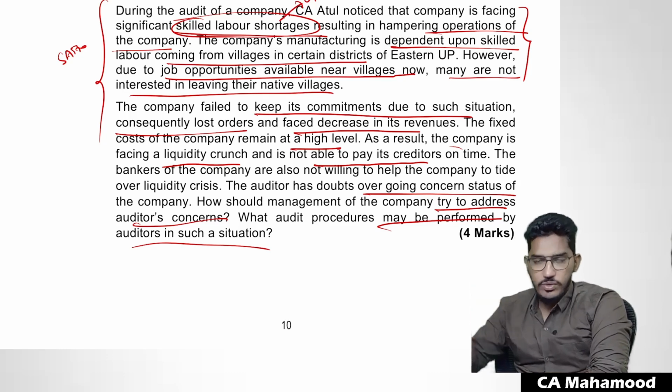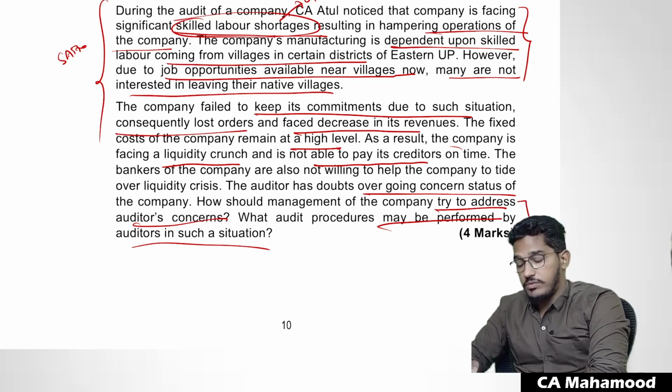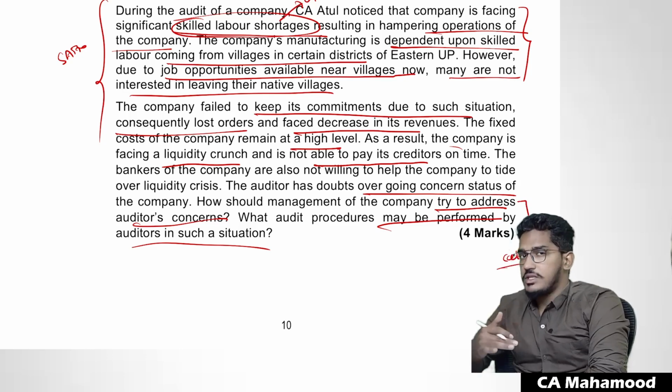What can they do? If you look at the answer, one thing management can do is prepare a cash flow forecast. They can prepare a cash flow forecast: sir, even though we are facing these many problems, this is how the cash flows are going to be in the coming 1 year.